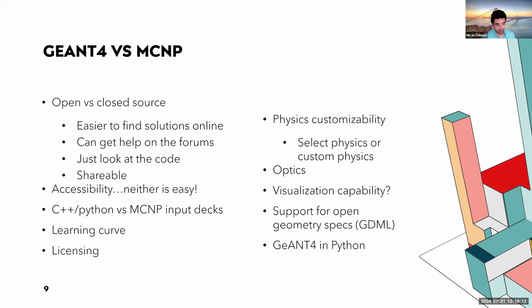I can write the code and I can make it myself. Geant4 is also very good with optics. There's a lot of capability to do optics. Visualization, I'm not super familiar with in MCNP, but in Geant4, it's quite strong. I can simulate individual tracks and watch them bounce around in the visualization in real time, and it's great feedback as I'm trying to develop my stuff. Open geometry specs, being able to take a CAD file and turn it into an input for Geant4 is also a thing that's possible and cool.